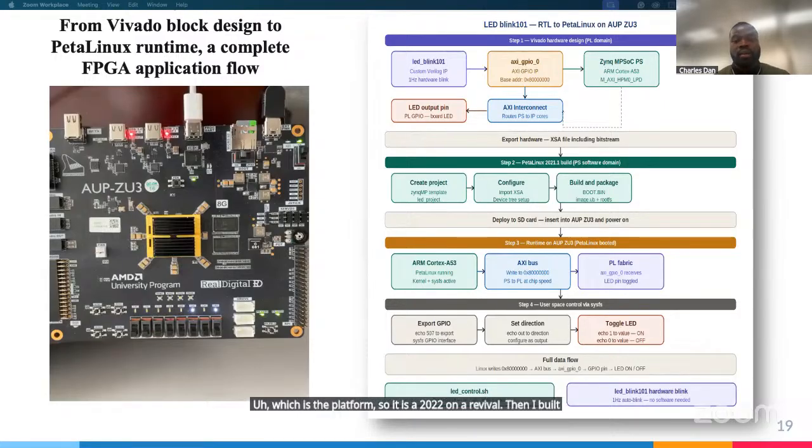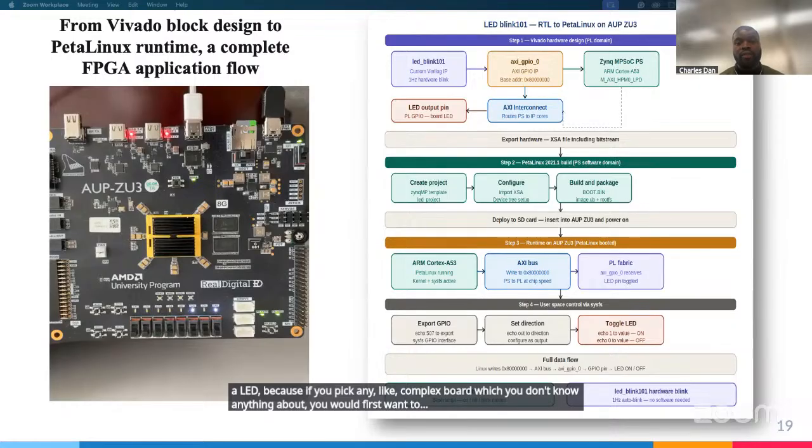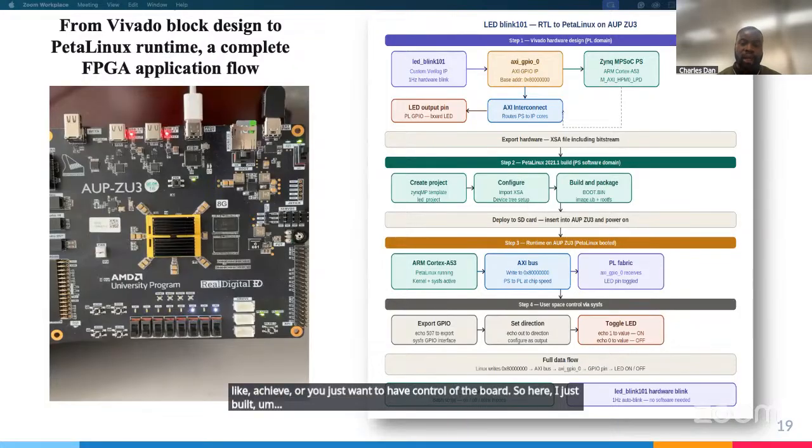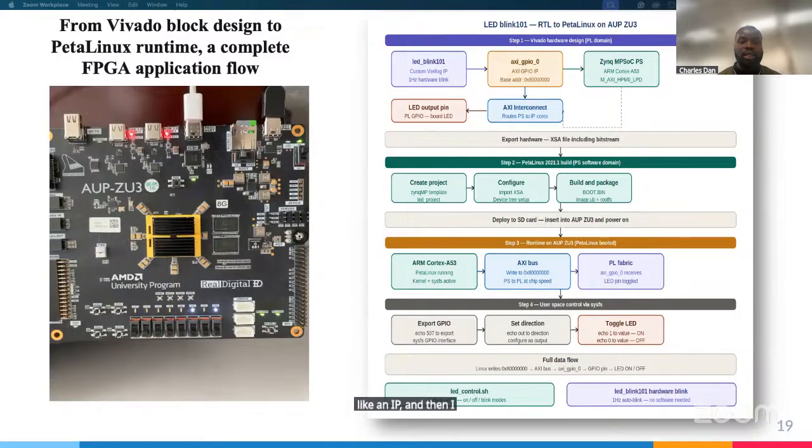Then I built a block design. The block design is more or less like I built a block IP. I just wanted to blink an LED, because if you pick any complex board which you don't know anything about, you would first want to start from the basics before you build up on whatever you want to achieve, or you would just want to have control of the board. So here I just built an IP, and then I packaged that IP in my Vivado.